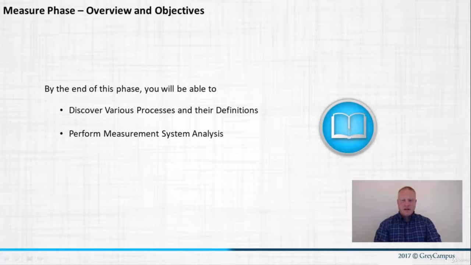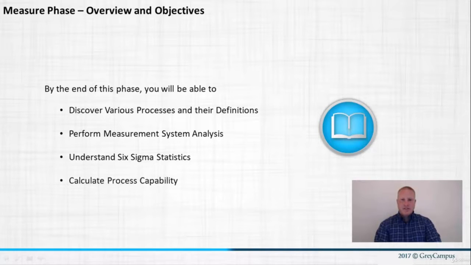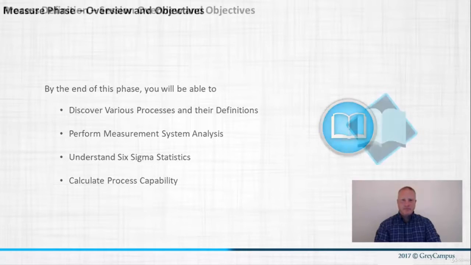Before we can collect data, we have to put a data collection plan together and make sure that our measurement system is sufficient, so that when we do collect data, we can trust the data and make good decisions based off of that. We'll start to analyze the data using Six Sigma statistics as well as process capability. How well does our process meet customer requirements?